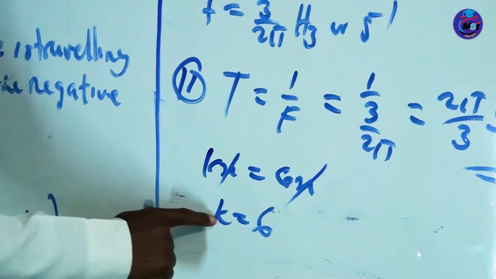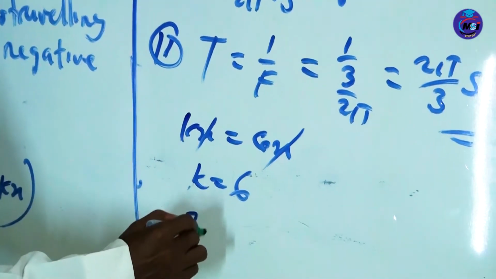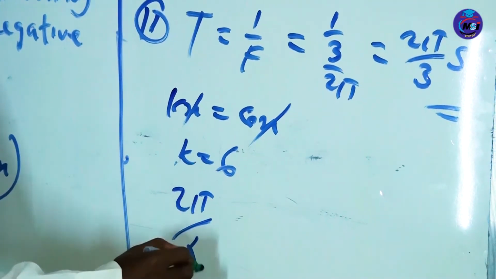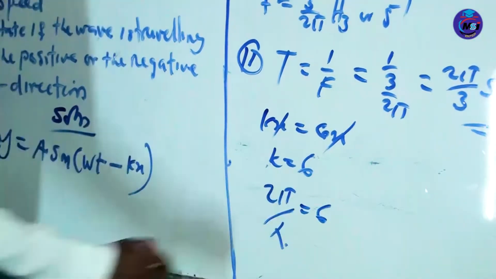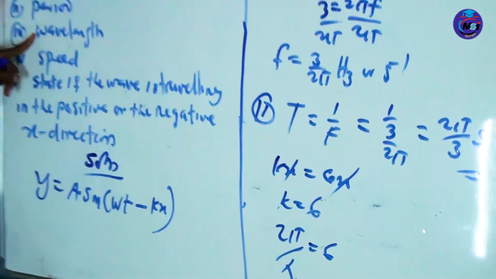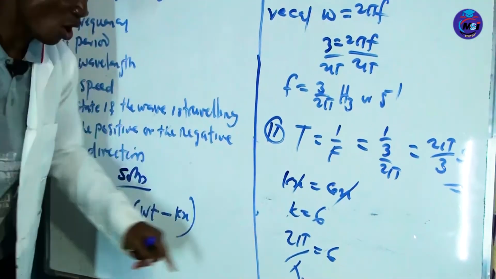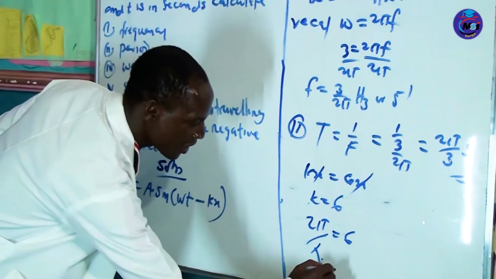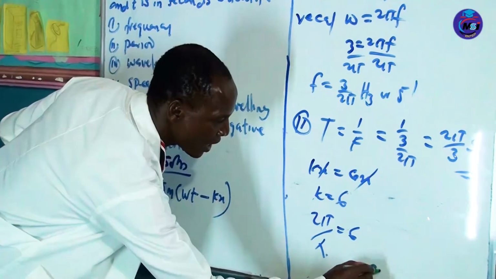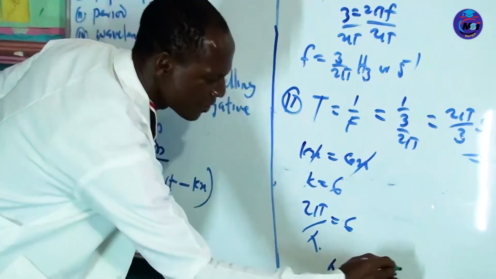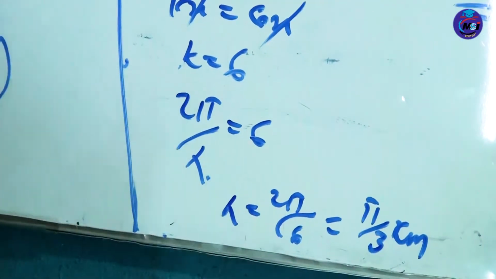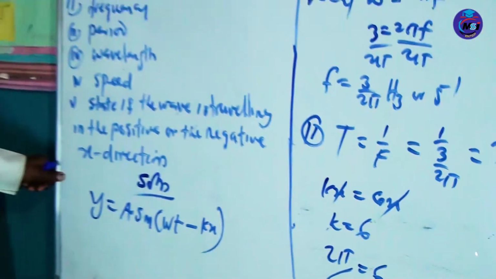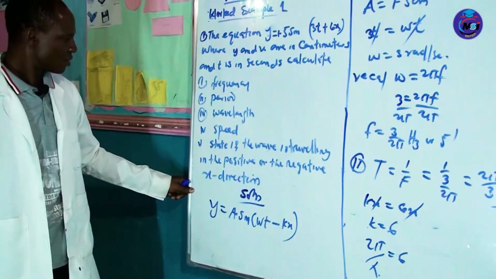Wave number is defined as 2 pi over lambda. That's our k equal to 6 now. We are to get the wavelength, so this is what we are looking for. All you need to do now is to have wavelength equal to 2 pi over 6. So we have pi over 3 in cm. So that is our wavelength.